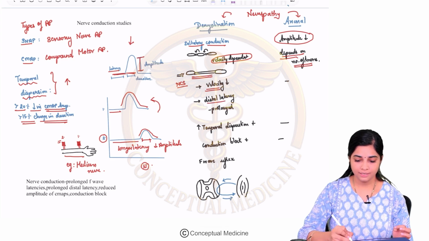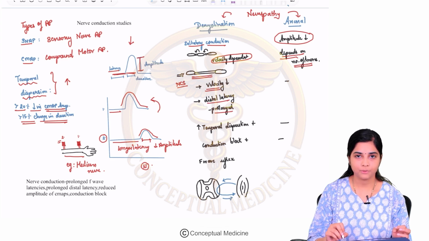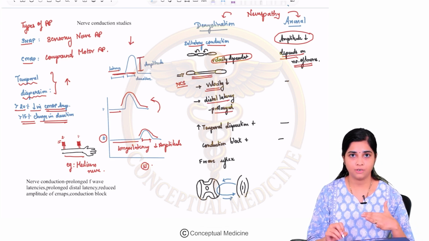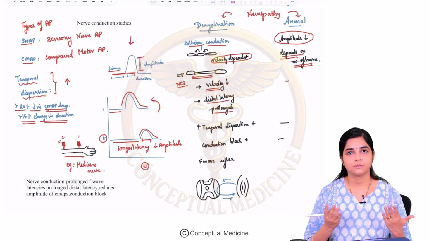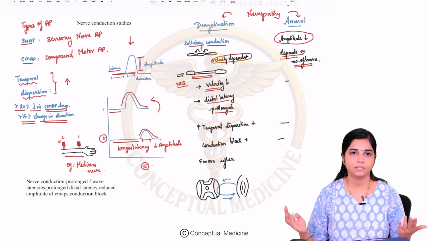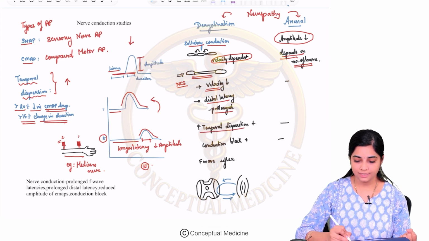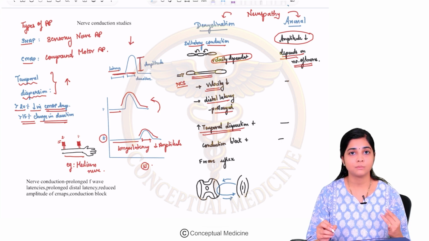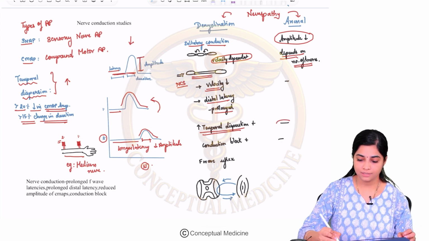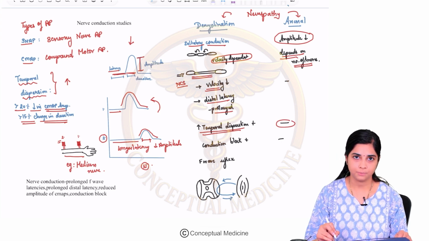Then distal latency is prolonged in your demyelinating neuropathies. Okay, because the velocity is reduced, that means the time taken for the action potential to peak is also going to be prolonged. So the distal latency is prolonged in your demyelinating neuropathies. Okay, then there is increased temporal dispersion. The temporal dispersion we have just discussed, it is more in demyelinating. There is no change in the temporal dispersion in axonal neuropathies.